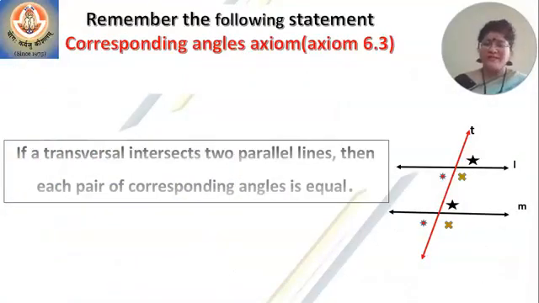Now remember the following statement: corresponding angle axiom. You have to remember what is the corresponding angle axiom, what is the alternate angle theorem, what is the interior angle theorem. Now, the corresponding angle axiom states, if a transversal intersects two parallel lines, then each pair of corresponding angles is equal. This is called the corresponding angle axiom.